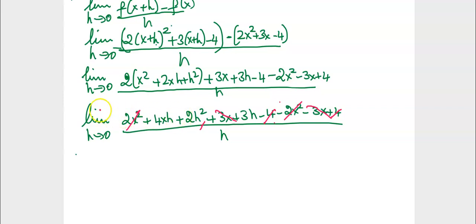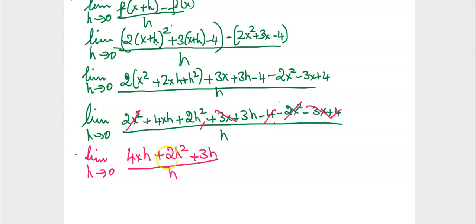So you have the terms 4xh, 2h squared, and 3h. We will write this as the limit as h approaches 0 of 4xh plus 2h squared plus 3h, divided by h. Here also we cannot directly substitute h as 0. If you substitute h as 0, each of the terms in the numerator will be 0. Therefore, again we take the common factor h. That gives 4x plus 2h plus 3, all times h, divided by h.